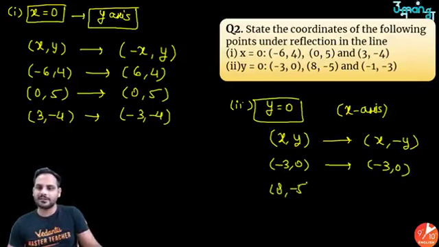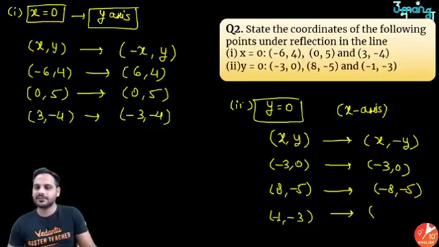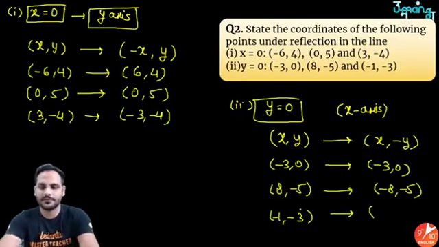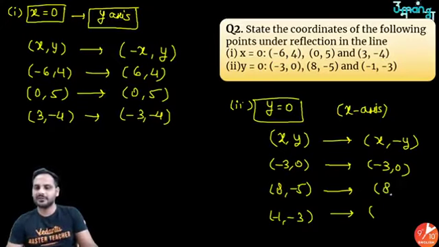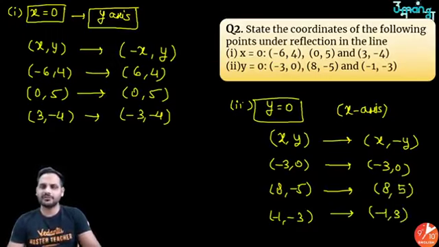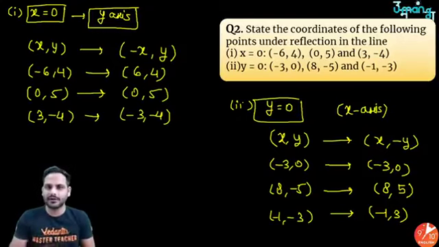Then 8 comma minus 5, oh sorry, I have written it wrong over here. 8 comma minus 5 will become, look, x coordinate will remain same, y coordinate will change the sign, so 8 comma 5, and it will become minus 1 comma 3. So you can visualize 8 comma minus 5, it is in the fourth quadrant, so reflection under x axis will shift it to first quadrant, so 8 comma 5.